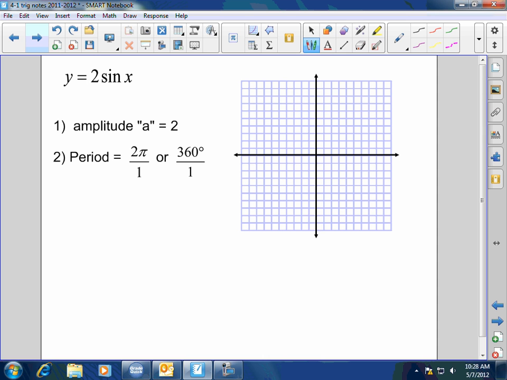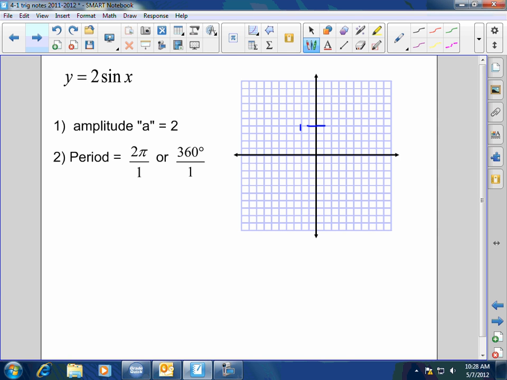All right. We got y equals 2 times the sine of x. Let's graph this sucker. First of all, we got the amplitude equals 2. So what I'm going to do is, you can label your graphs pretty much how you want. You just have to stay consistent. So for example, I'm going to break this up into quarters.